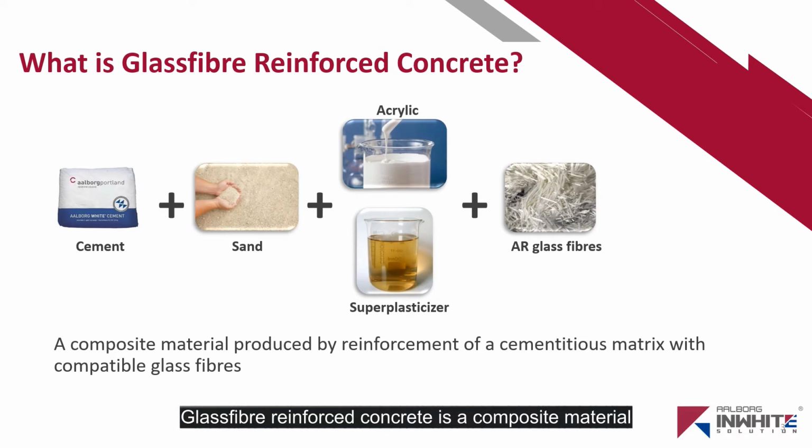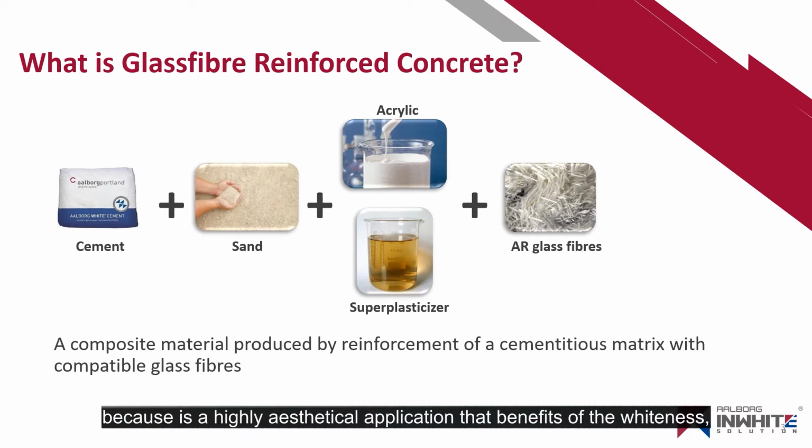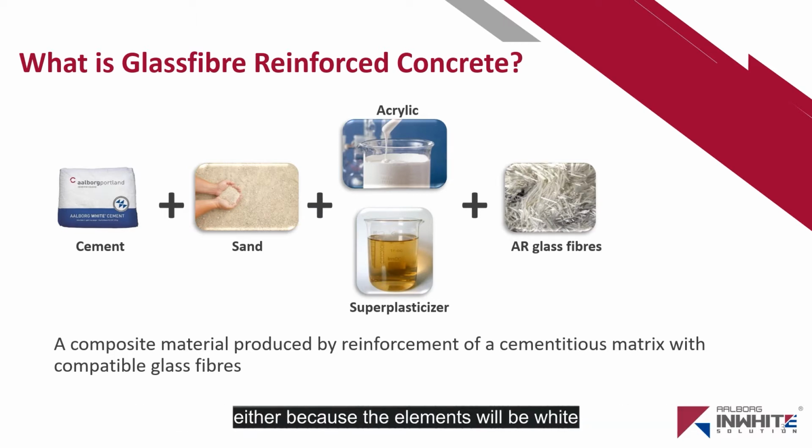Glass fiber reinforced concrete is a composite material produced by reinforcement of a cementitious matrix with alkali-resistant glass fibers. If we look at the recipe itself, it is composed of cement, fine sand, acrylic, superplasticizer, and alkali-resistant glass fibers. The cement used for this application is mainly white because it's a highly aesthetical application that benefits from the whiteness, either because the elements will be white or because pigments will be added to target a desired color.